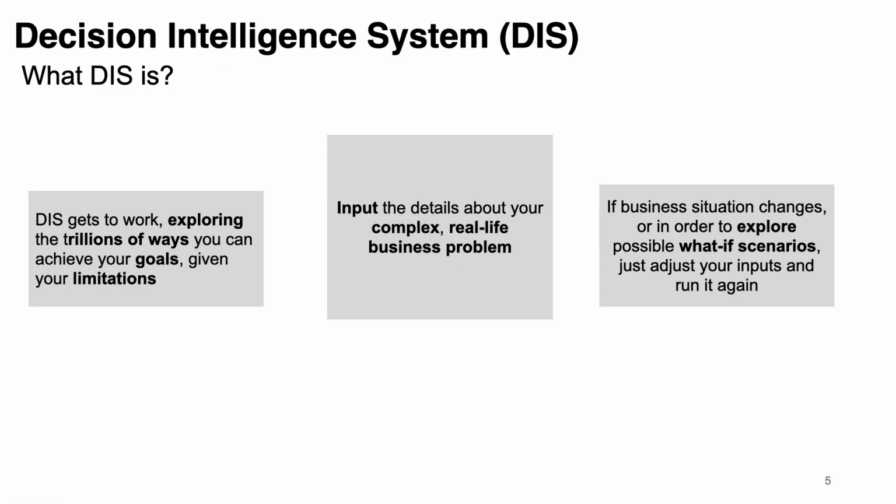So how does a decision intelligence system actually function? It starts with you, the modeler. You input the precise details about your complex real-life business problem, your goals, your costs, and your limitations. Once the data is in, the DIS gets to work, exploring the trillions of different ways you could achieve those goals while strictly respecting your constraints.